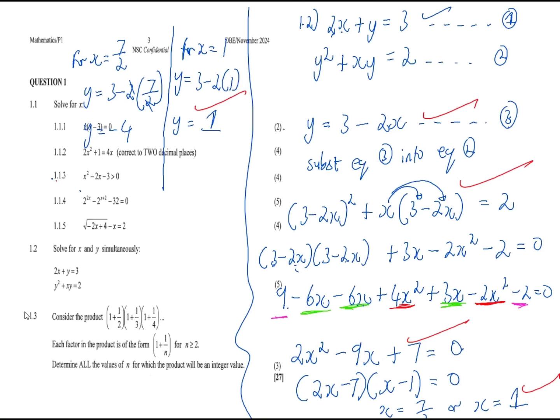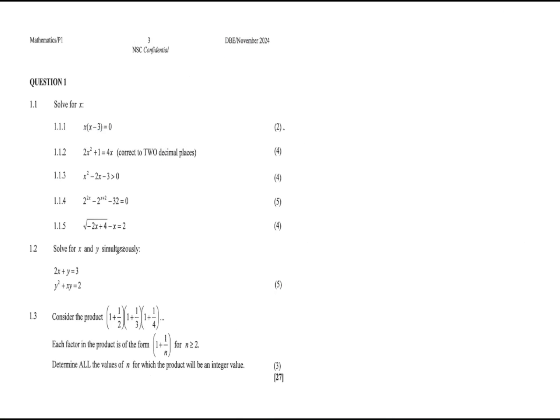Okay, then coming to the main question, 1.3. Consider the product (1 + 1/2)(1 + 1/3)(1 + 1/4). Each factor in the product is of the form (1 + 1/n), for n greater than or equal to 2. Determine all the values of n for which the product will be an integer value. We want where the product will be an integer value.